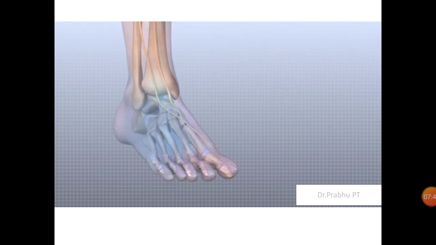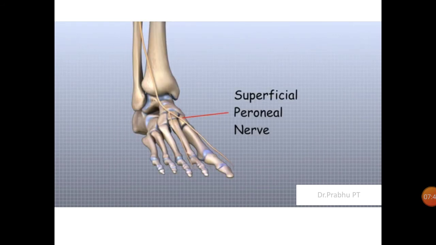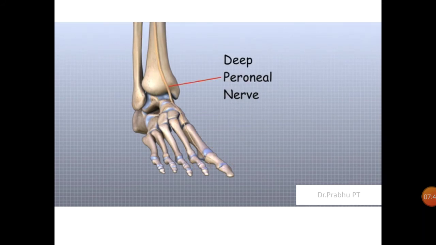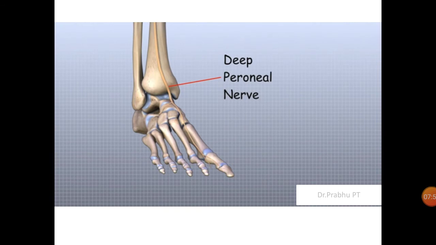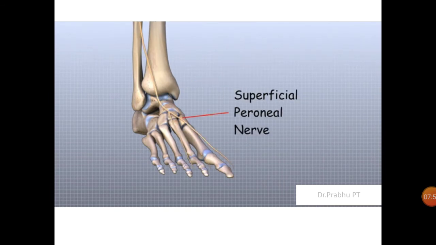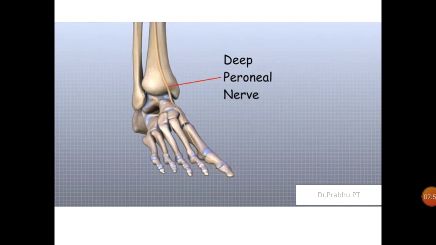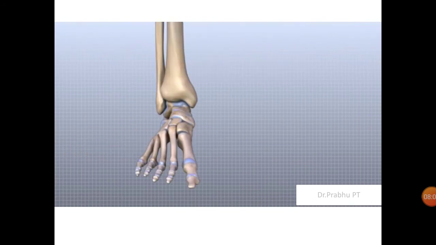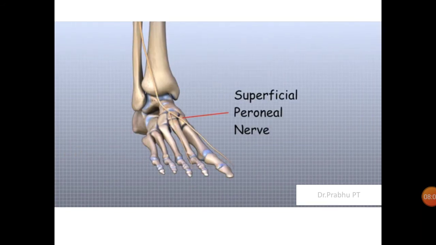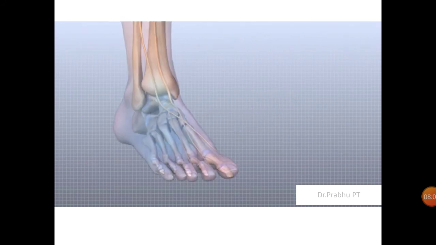So here you can see the anterior part, what are the sets of nerves. The two nerves, the deep peroneal nerve and the superficial peroneal nerve, you can see together. What is the nerve on the back side? The back side we have seen is the posterior tibial nerve. So posterior tibial nerve; the anterior part, deep peroneal nerve and superficial peroneal nerve.